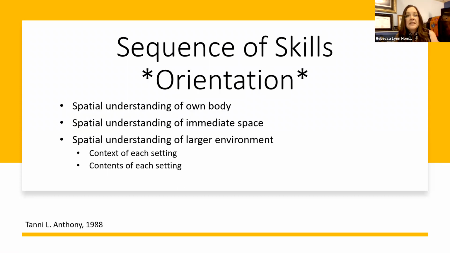Let's think about the sequence of skills for orientation. And we talked about this slightly before about how orientation is a hierarchy where we start with our own body, understanding our own body. Then we need to understand the space that's outside of our own bodies and our own immediate space, which might be their own bedroom or their kitchen or their house or their grandparents' house, familiar spaces.